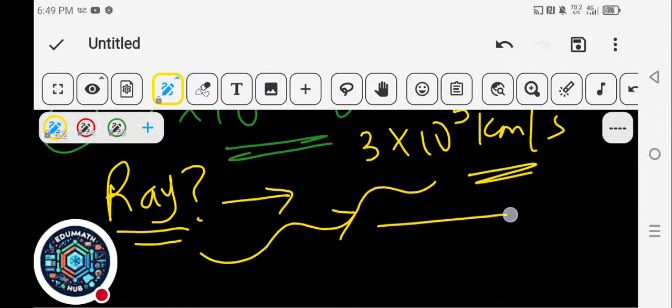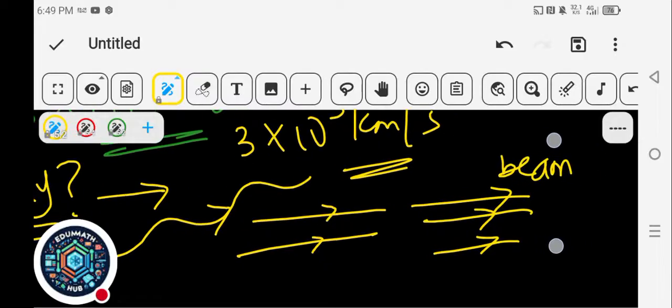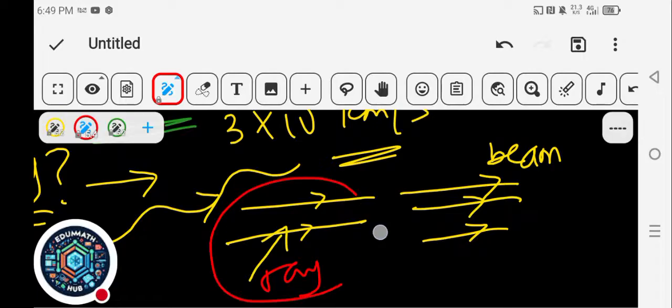So you see light waves moving like this, and each of these lines is a ray. When you have 2 or more lines like this, it becomes what is called a beam. So a beam is a collection of 2 or more rays, or a group of rays. This one alone is a ray. When I combine 2 or 3 of them, it becomes a beam. Keep that in mind.